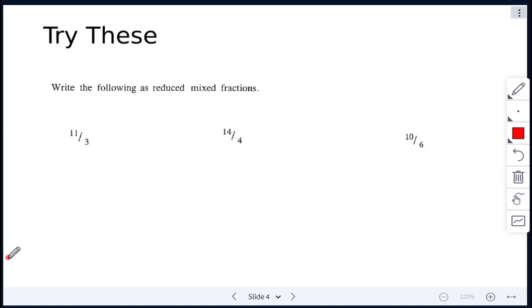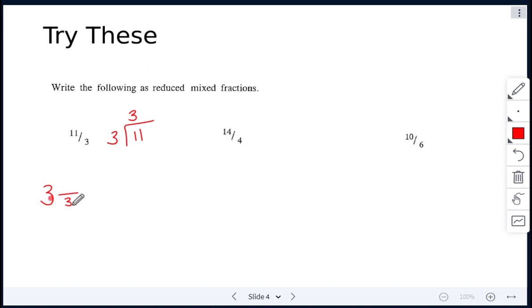Okay, so the first example here, we have 11 over 3, and we need to write it as a reduced mixed fraction. So if we look at 11 over 3, it's already in reduced form. So we're going to take our 11, it's being divided by 3. How many times does 3 go into 11 without going over? 3 times 3 is 9, 3 times 4 is 12, so 4 would go over. So we're going to use 3 as our whole number. Then we're going to keep our denominator the same. So our denominator stays as 3.